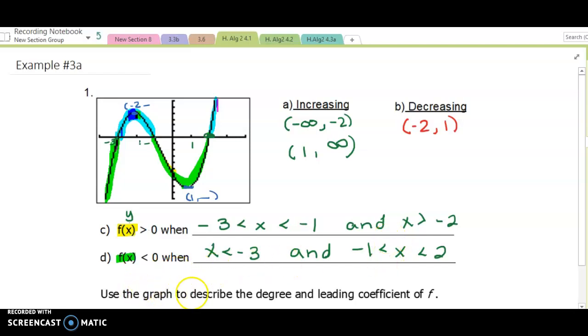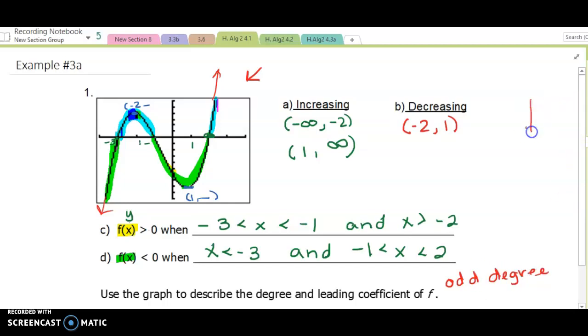Now, when it says use the graph to describe the degree and leading coefficient of f, we don't know if this is a degree 3 or 5 or 7 or what. All we can tell by looking at this is that it is odd. We're assuming this keeps going and this keeps going here. So we know it is an odd degree.